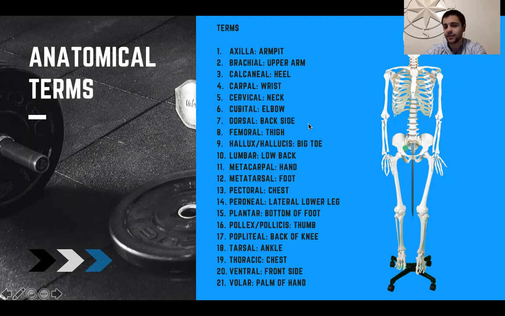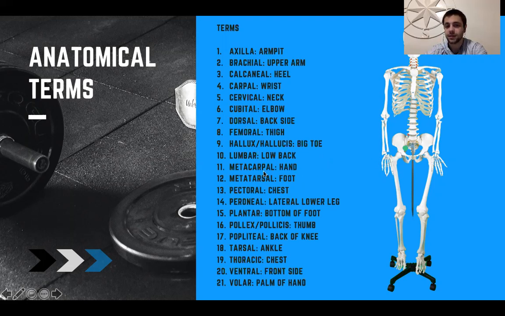Dorsal is the backside of something, so essentially, when we think about our spine, that's the backside of us, or like you usually think of a dolphin or a shark that has a dorsal fin. That fin is on its backside. It's on its dorsal side. Femoral typically refers to the femur or the thigh. The term hallux or hallucus refers to the big toe, so the biggest toe right here. Lumbar, of course, refers to the low back.